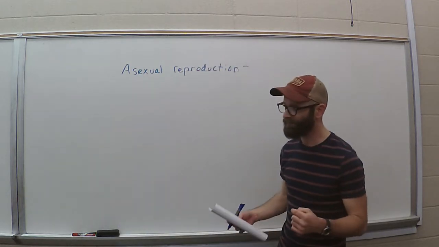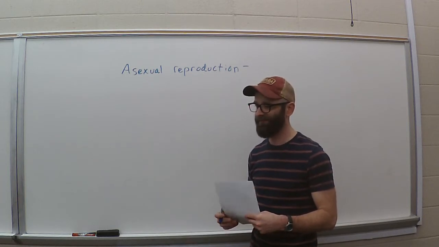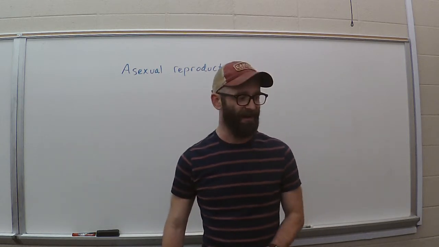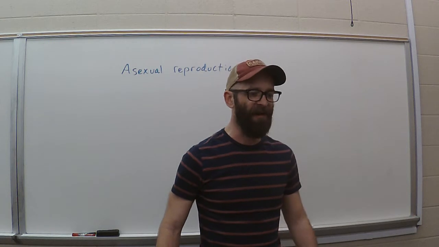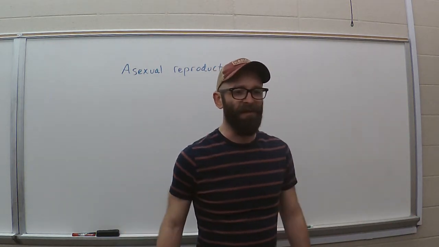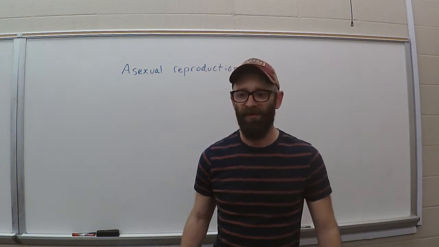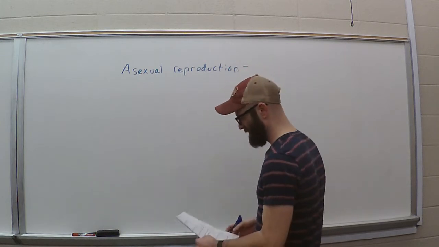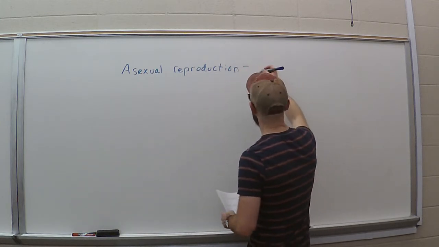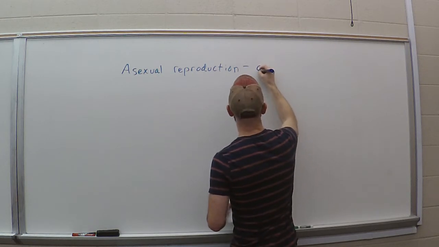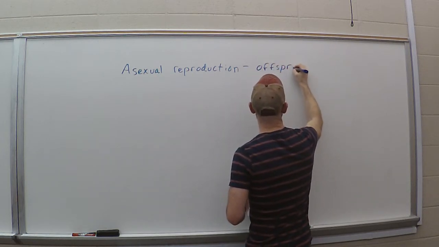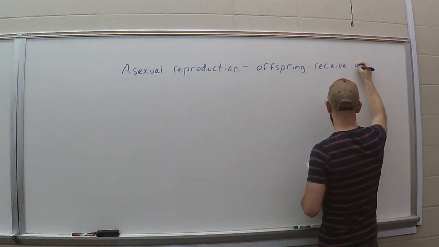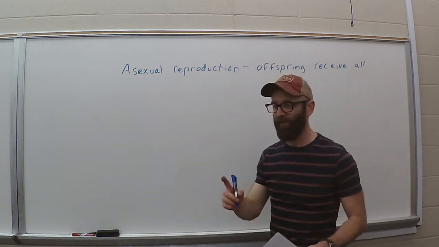So, if you were to take a clipping of a plant, right, and then just plant that in the ground and it grows up into another plant, that's kind of like asexual reproduction, because you're really just making a clone of the original organism. So in asexual reproduction, the offspring receive all their chromosomes from a single parent.